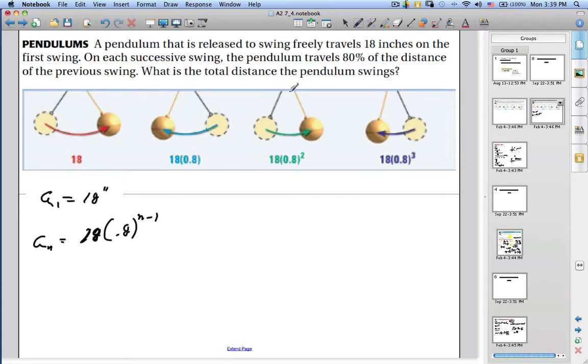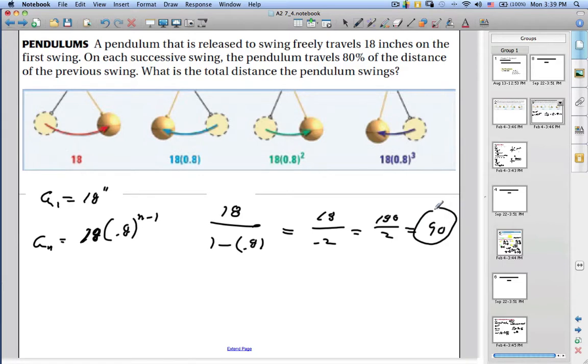So if I want to calculate the total distance it has swung as it keeps going back and forth and back and forth and back and forth, that's going to be a sub 1 divided by 1 minus 0.8. That's going to be 18 divided by 0.2. And that's going to be 180 over 2, which is 90. Okay, so what I did there is I moved the decimal place 1 decimal place in each case, and got it to be 180 over 2. The total distance ends up being 90. And that's 7.4.